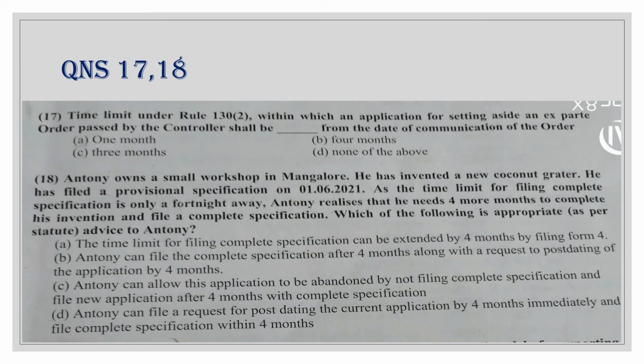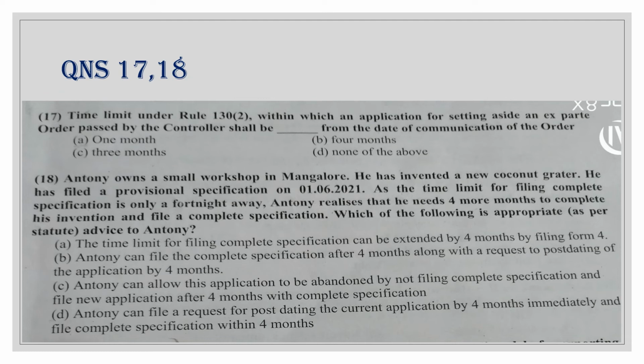Option C says Anthony can allow this application to be abandoned by not filing the complete specification and file a new application after 4 months with complete specification. Option D says Anthony can file a request for post dating the current application by 4 months immediately and file the complete specification within 4 months.